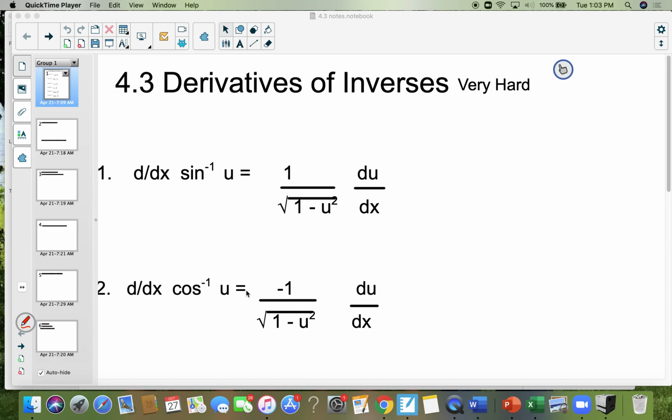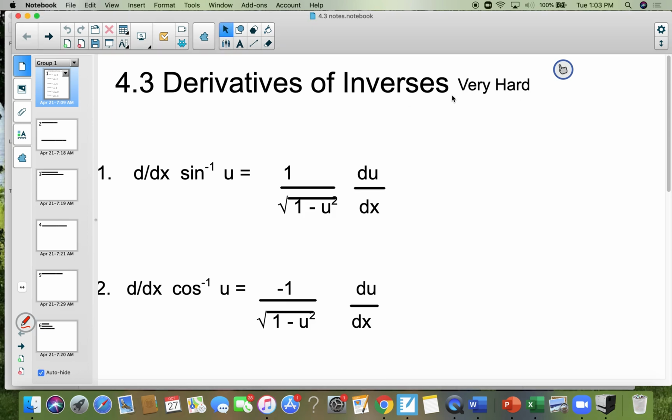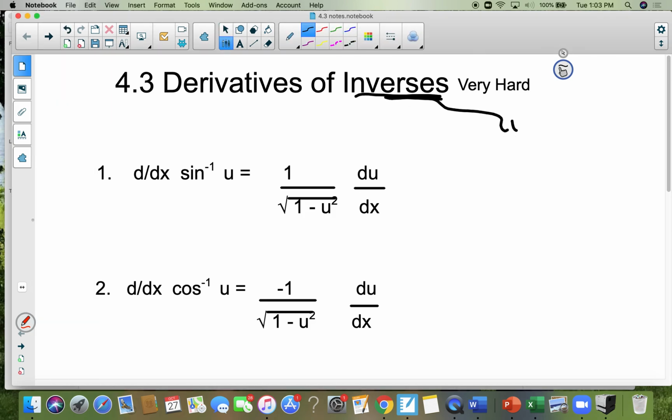Okay, in this section, we're going to learn the derivatives of inverses. Before we start, the reason why you need to know how to find the derivative of inverses, remember what an inverse is, just a reminder. Y equals 2x plus 3. Inverse is when you interchange the x's and the y's and you solve for y, if you remember.